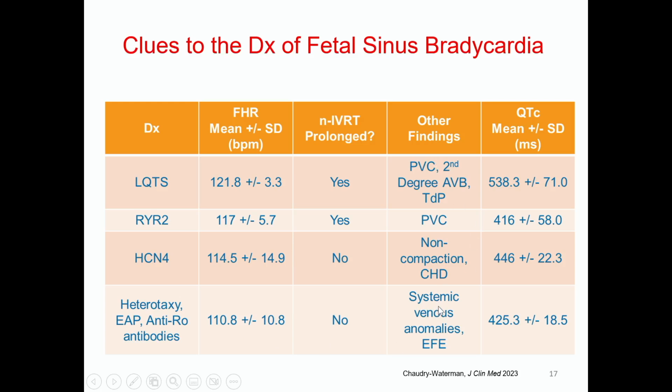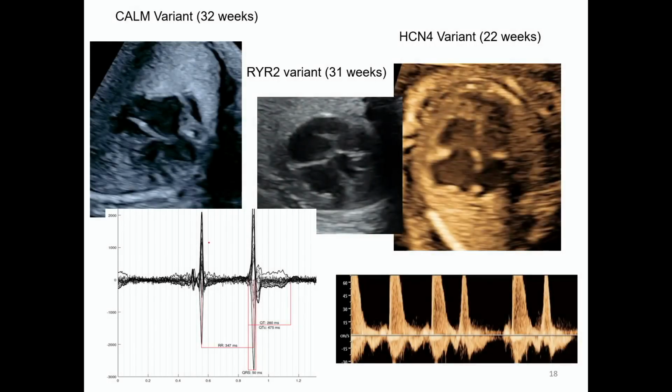There were other findings, non-compaction in the HCN4 mutations. The RYR2 patients had premature ventricular contractions, and the long QT patients also could have premature ventricular contractions, different types of AV block, and then torsade de pointes, which is the polymorphic ventricular tachycardia.